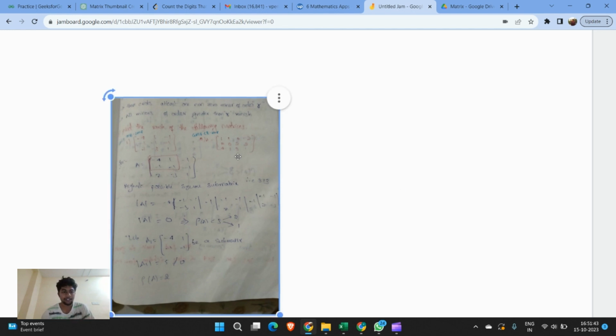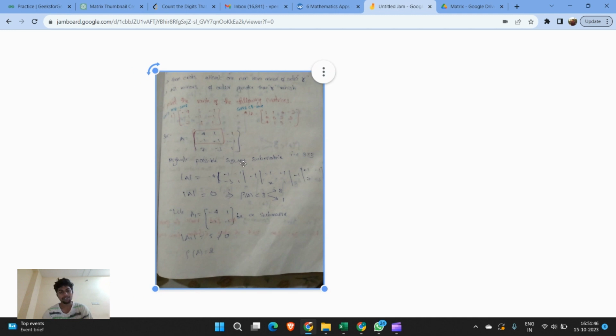They'll give you one matrix and ask you to find the rank of that matrix. There are two ways. One is through the determinant approach. In this example, we're solving through determinant. So first I'll find the determinant of that matrix.